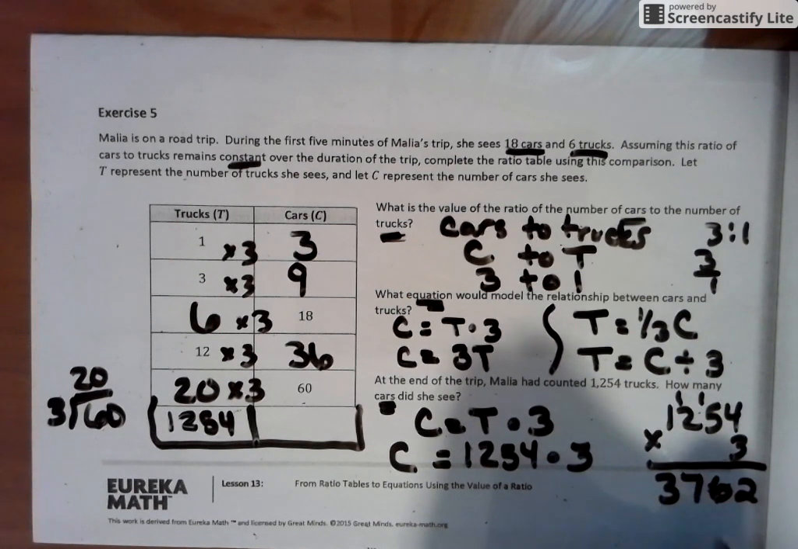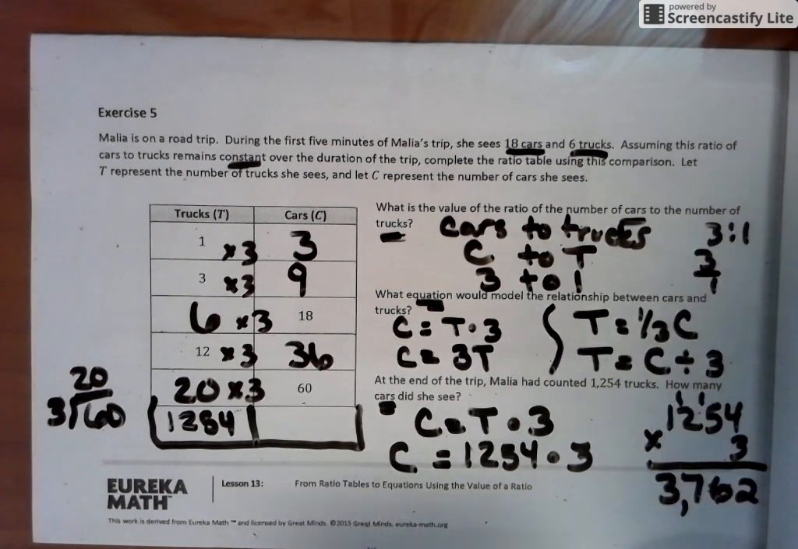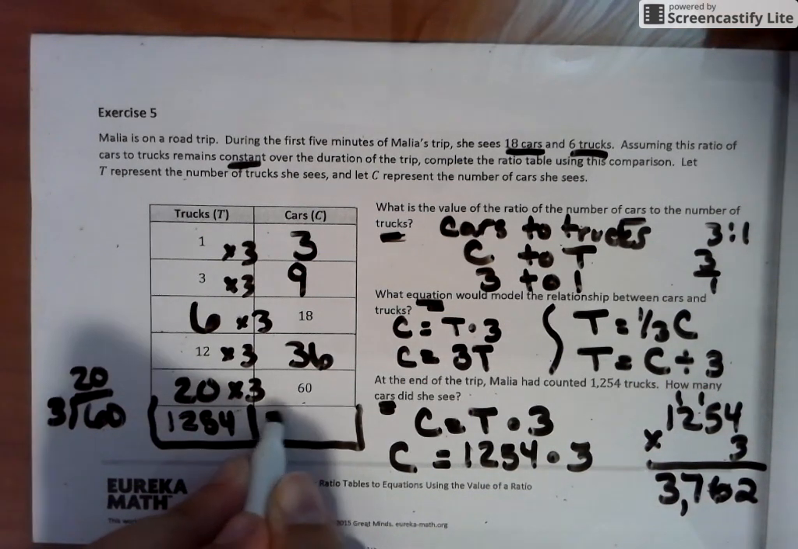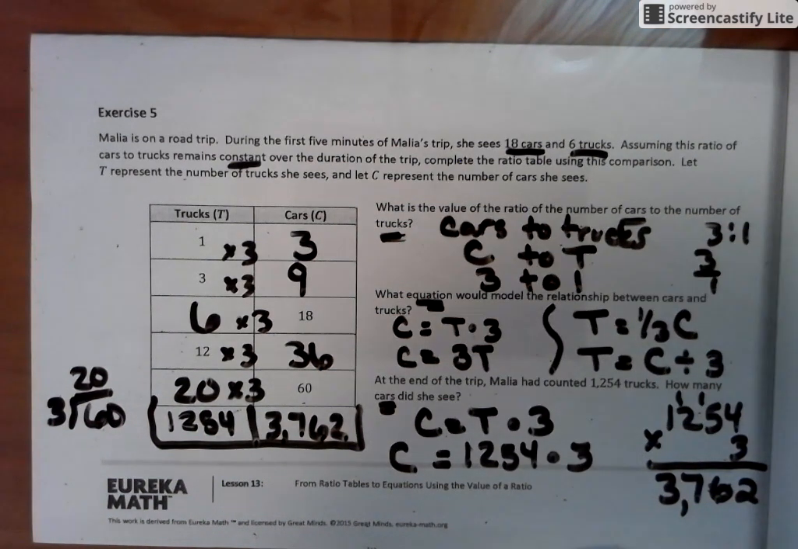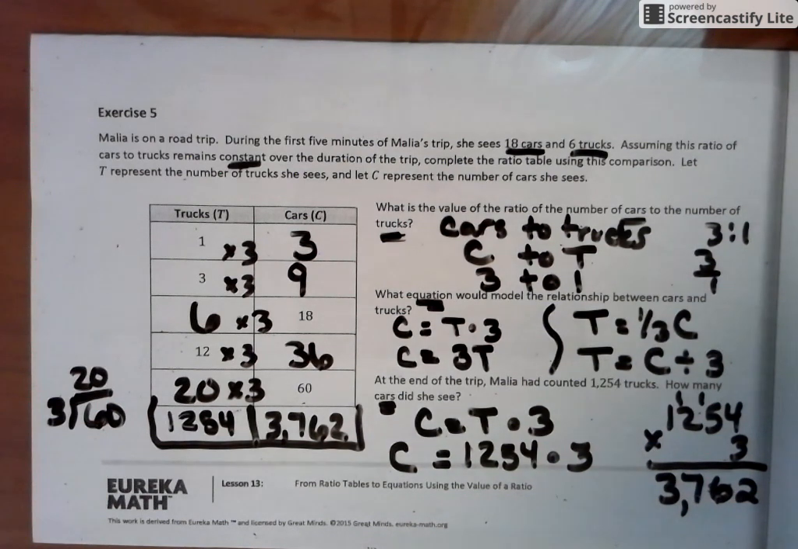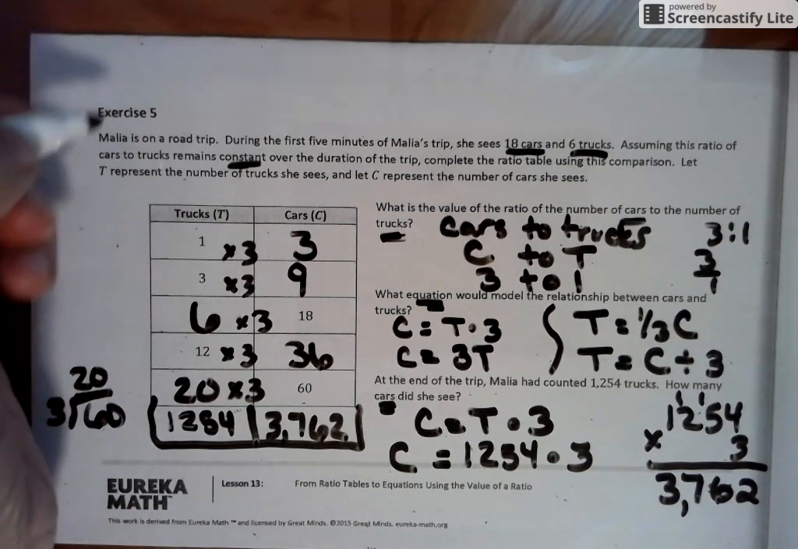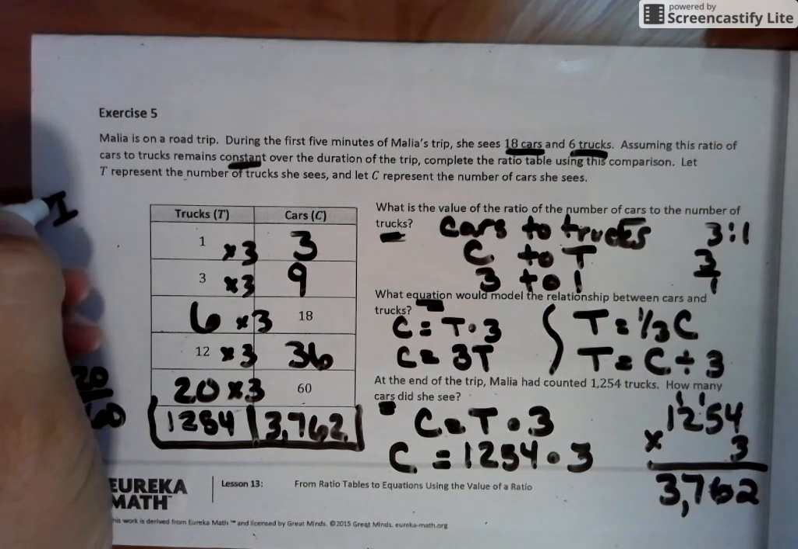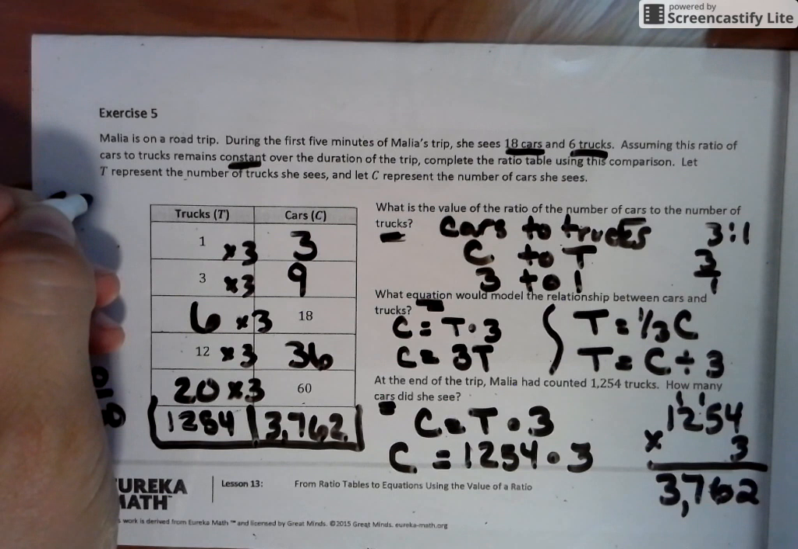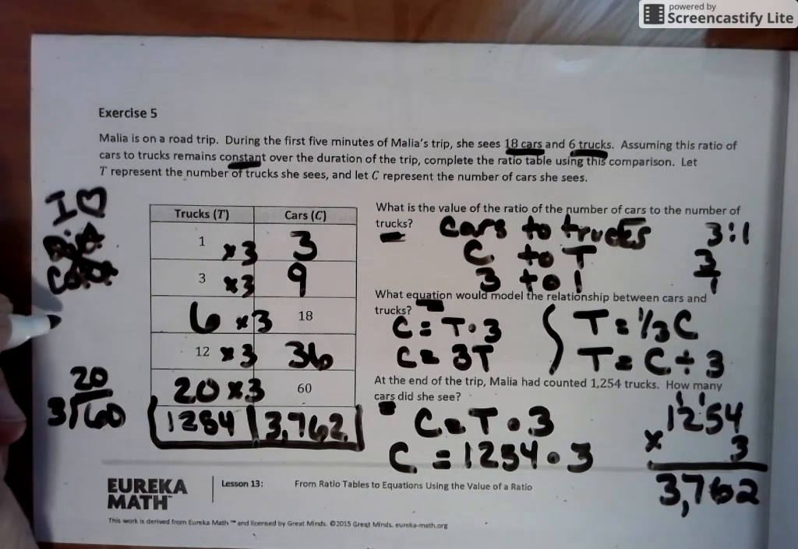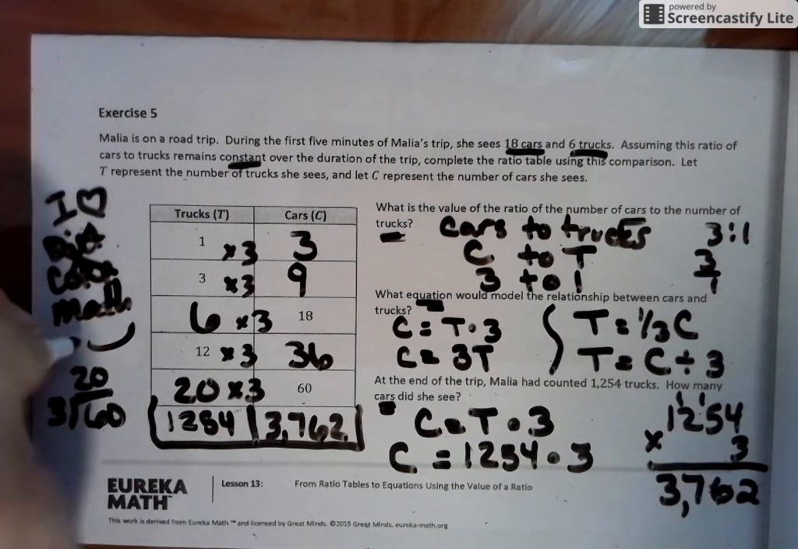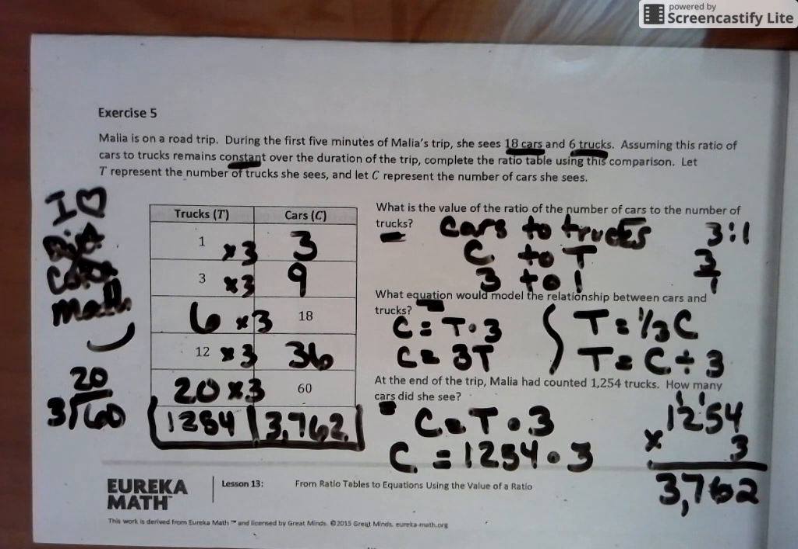So then we bring it over here and we just do the math. And I'm not going to talk through it because I'm sure there's a delay. The number of cars that she saw is 3,762 cars. And there you have it. There's another lesson on ratio tables, but putting variables and starting the beginning of some pieces of algebra.